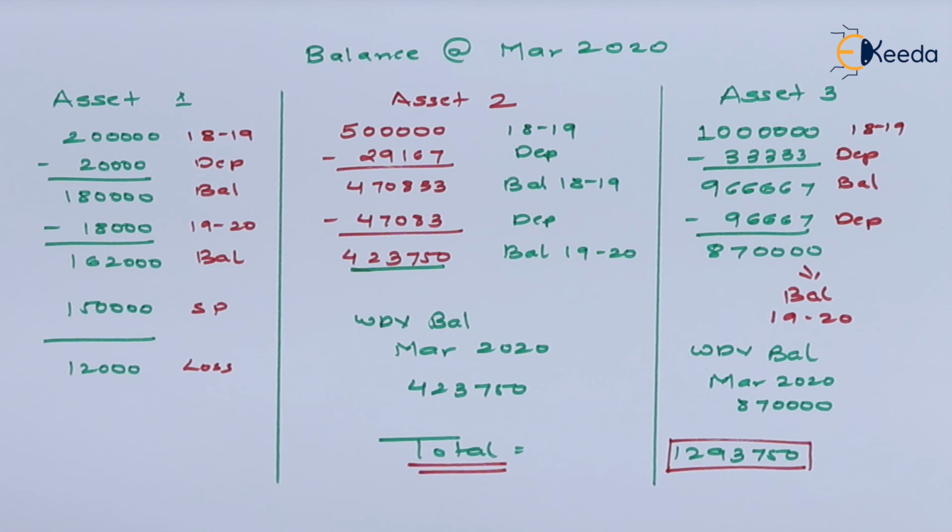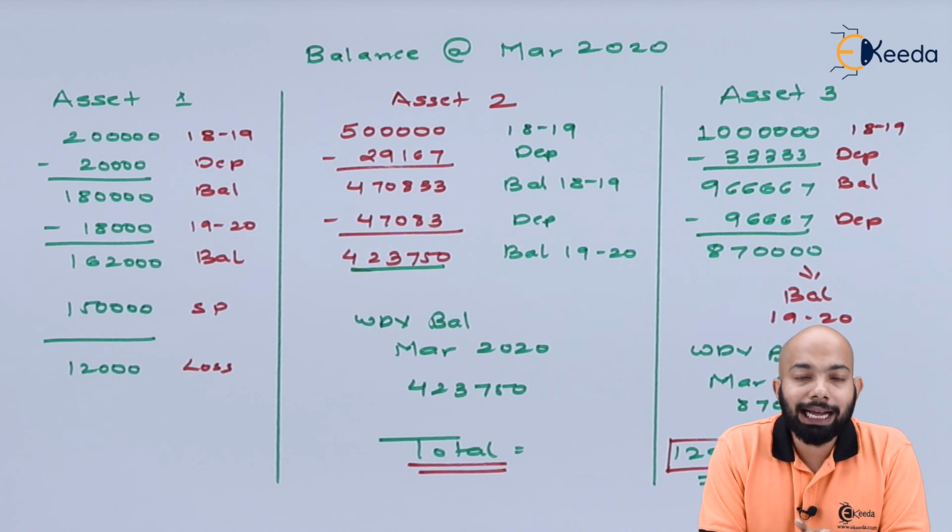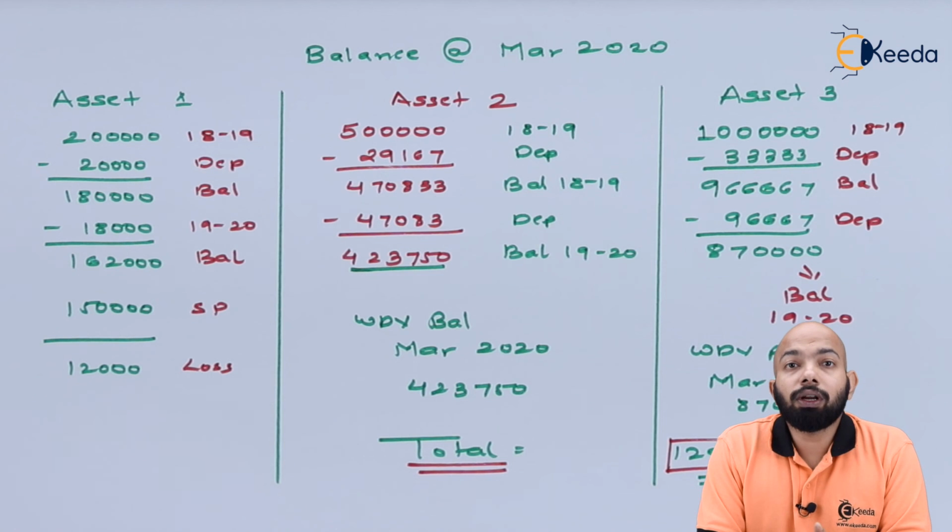Now that we have the total balance for the second asset as well as the third asset, we have figured out the balance of the assets that we hold at the end of the year 2020, which is as mentioned below. 12,93,750 is the value of all the assets. That means the market price of all the assets that we hold for our company, Messrs. ABC Limited. With this sum, we close the written down value method of calculating the depreciation. We have figured out also how to calculate the profit and loss under written down value method.